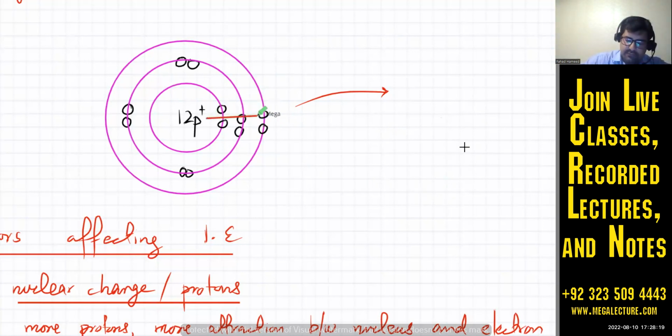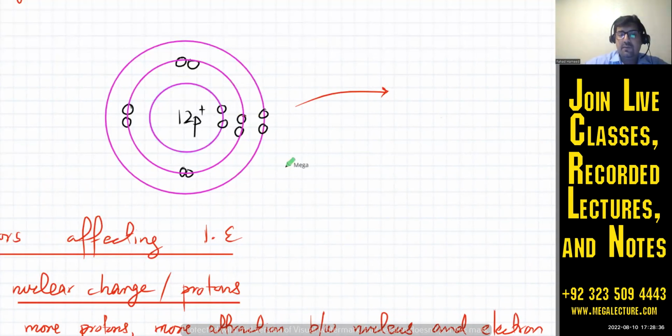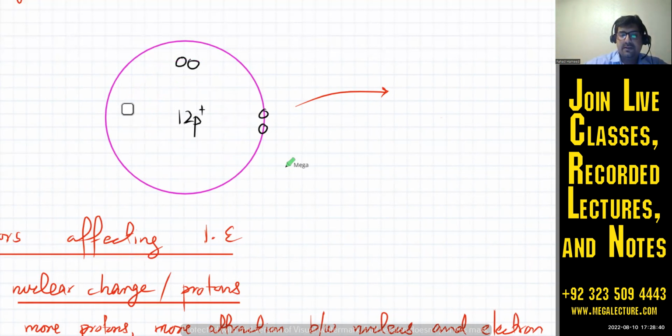ठीक है, तो ये जाके उसको pull कर रहा है. So you've got lots of things in between, then the attraction would obviously be lesser. ये clear है? जी sir. Or similarly, if you don't have inner shells, right? If all of this are gone, then the attraction between this outer electron and the nucleus is going to be a lot stronger.